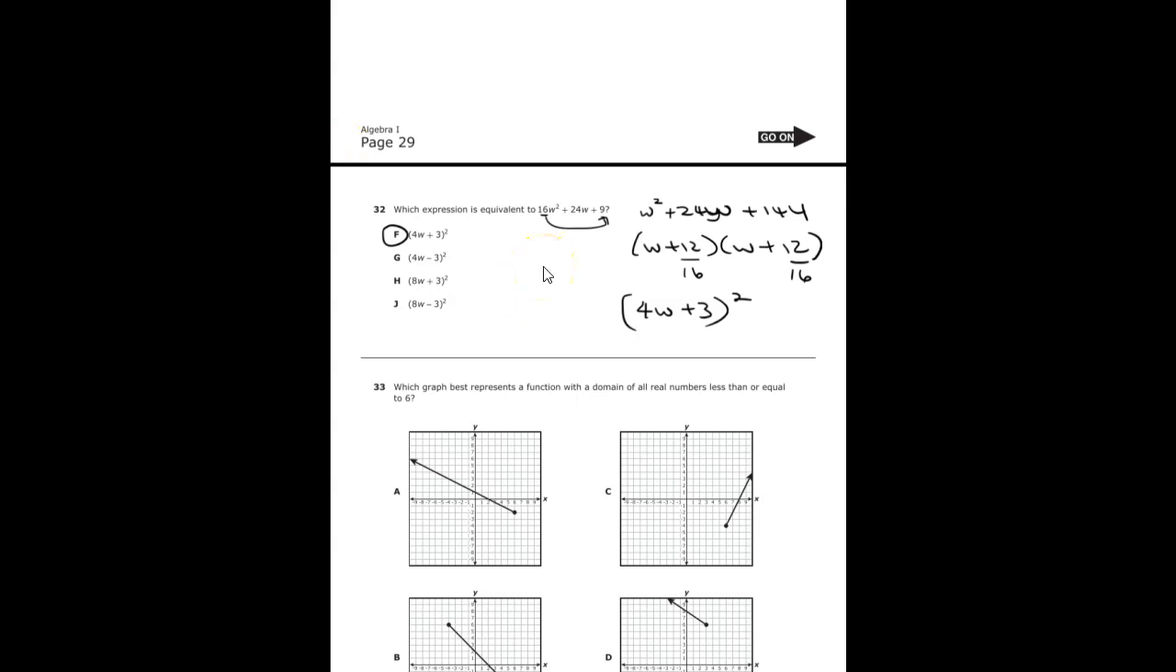So once we get that, we have w squared plus 24w plus 144. The factors of 144 that give you 24 will be 12 and 12. So once you finish with that, then you divide the constant terms by 16, and that's going to give you w plus 3 over 4 squared. So now you're going to move this 4 right over here. So you're going to have 4w plus 3 squared.